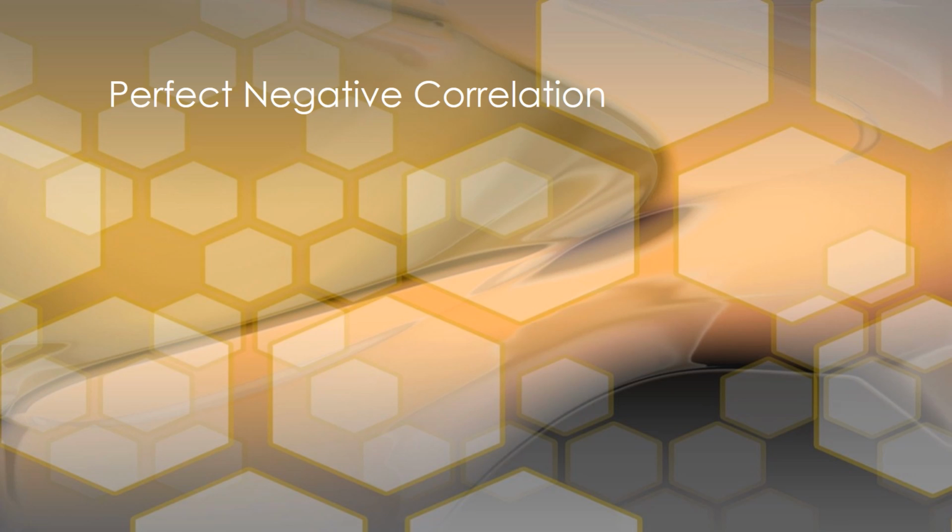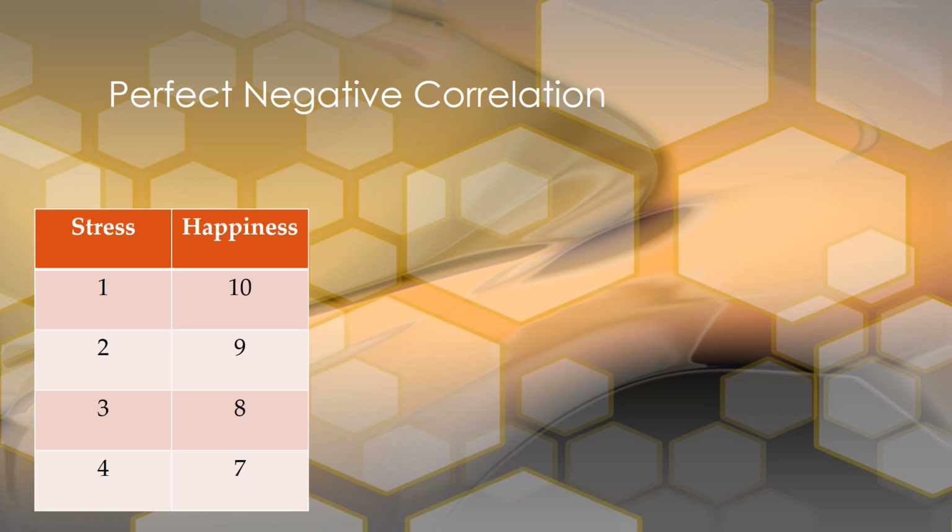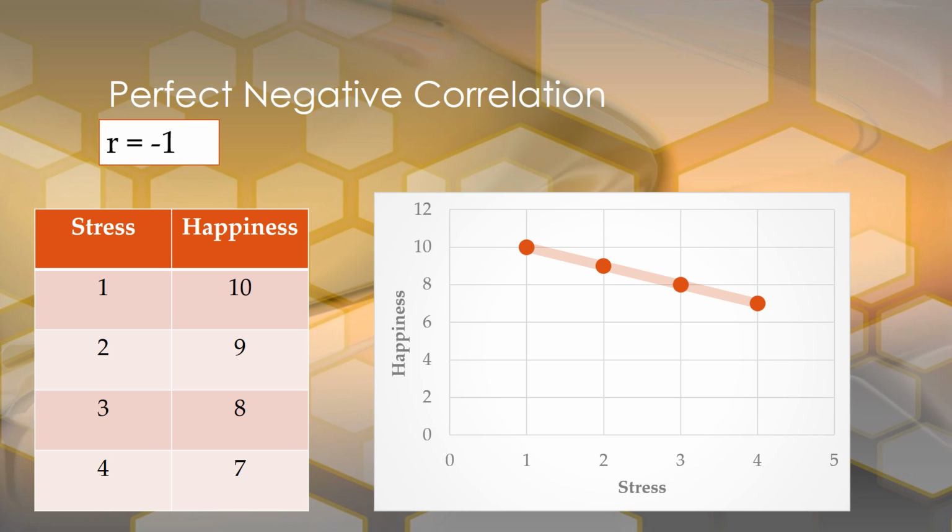Here's a perfect negative correlation. Here's our data, and as stress increases by a certain amount, happiness will decrease by the same amount consistently. So remember, it's about consistency, about strength. This is going to be an R equals -1. The Pearson correlation coefficient will be -1. And so the dots are perfectly on the line of best fit. They don't stray at all. So this would be a perfect negative correlation that has a Pearson correlation coefficient of -1.